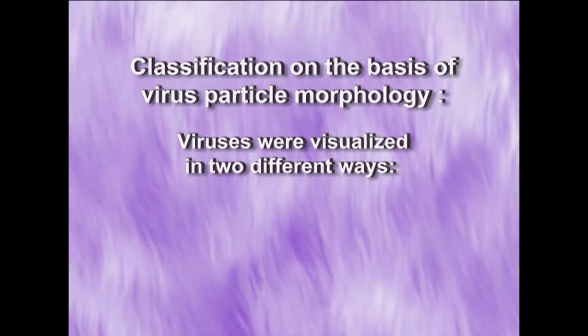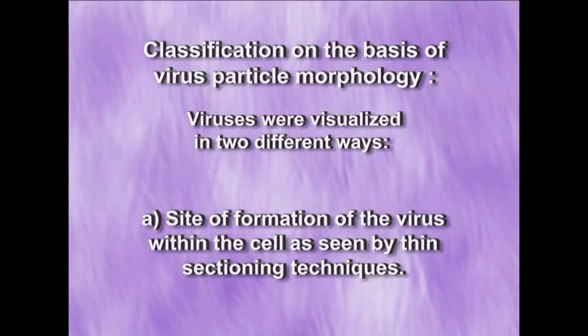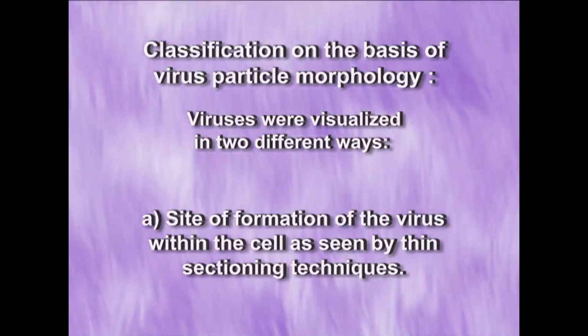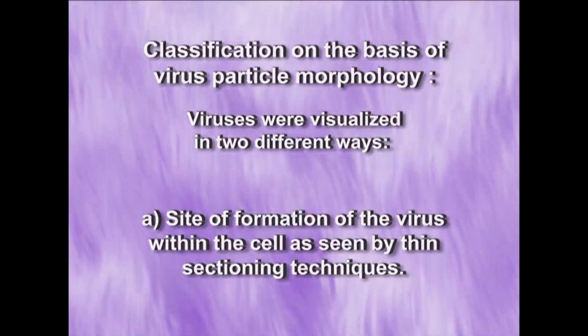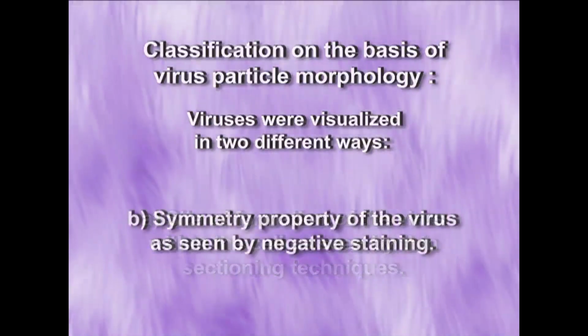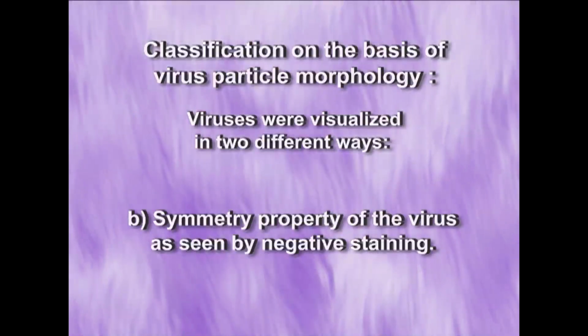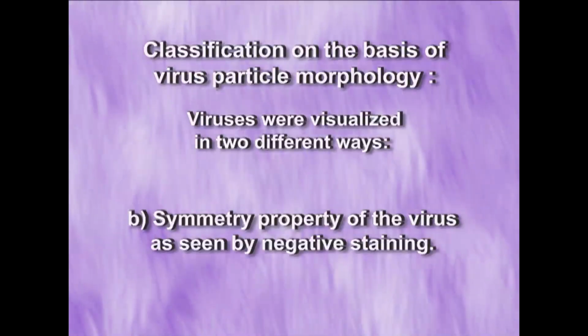So seeing is believing, and this was the thing that launched classification on the basis of virus particle morphology. Viruses were visualized in two different ways. Number one was the site of formation of the virus within the cell, as seen by thin sectioning techniques, because by that time the tools to cut the cells were already discovered. The second method was the symmetry property of the virus, as seen by negative staining.